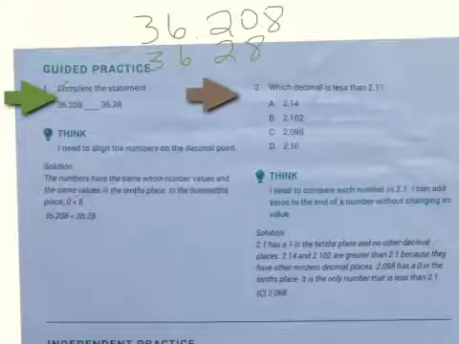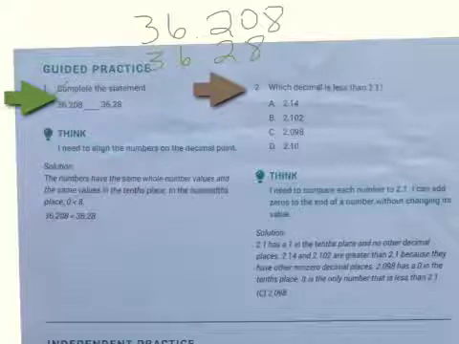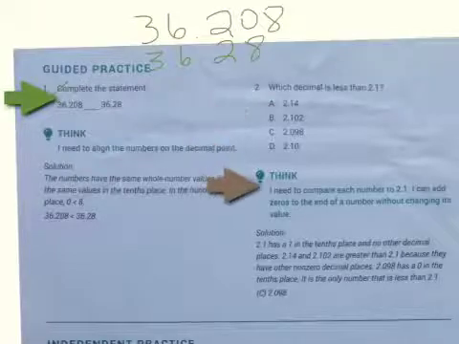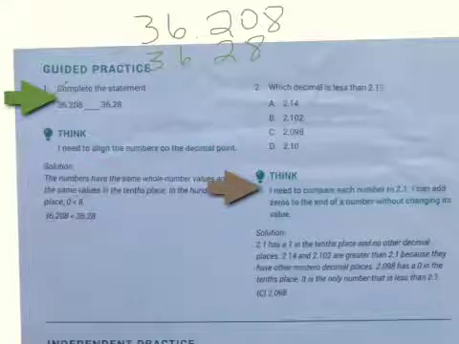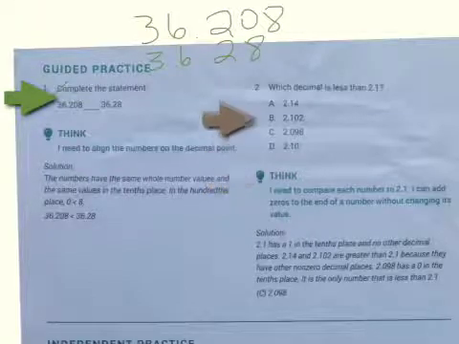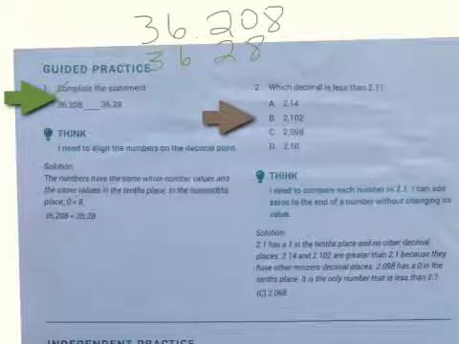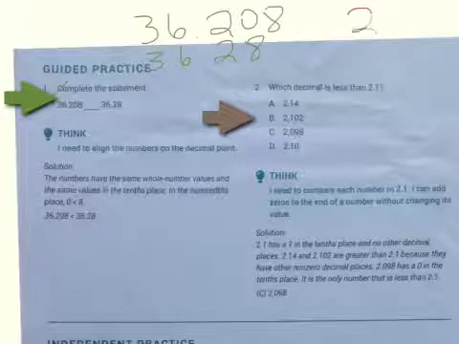So let's look over here and look at number 2. It says which decimal is less than 2.1. So right here it tells us to think: I need to compare each number to 2.1. I can add 0 to the end of the numbers without changing its value. So let's do exactly what it says to do. So we'll write out 2.1 and we'll look at A.